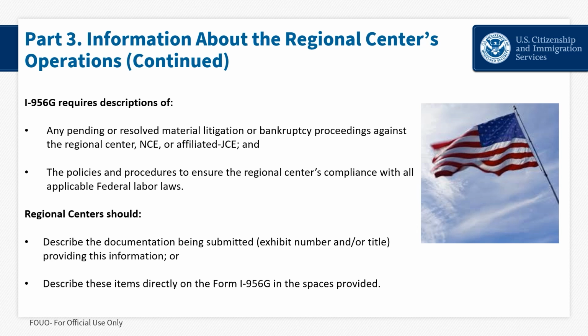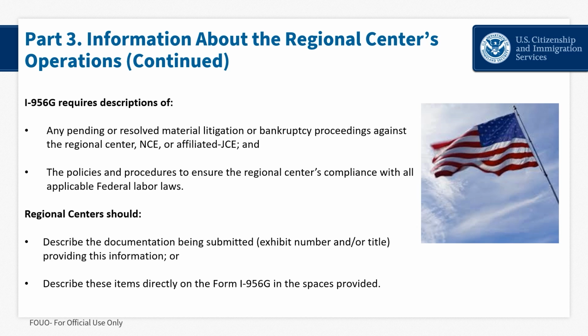If a regional center prefers to explain any material litigation or bankruptcies or the compliance policies in any supporting evidence accompanying the I-956G filing, such as an operational plan or administrative plan, they are free to do so. If so, regional centers should select the appropriate box indicating that they are submitting supporting documentation providing this information. They should also clearly describe the type of documentation being submitted and where it can be found in the file by providing the exhibit number and the name or title of the document where this information is provided.